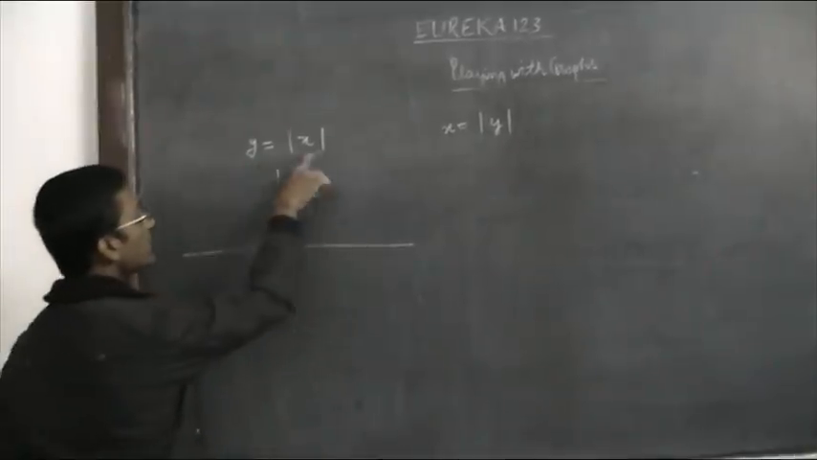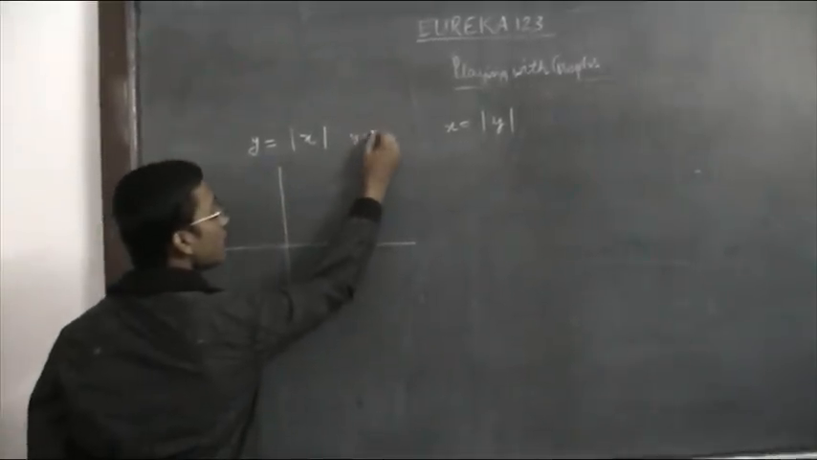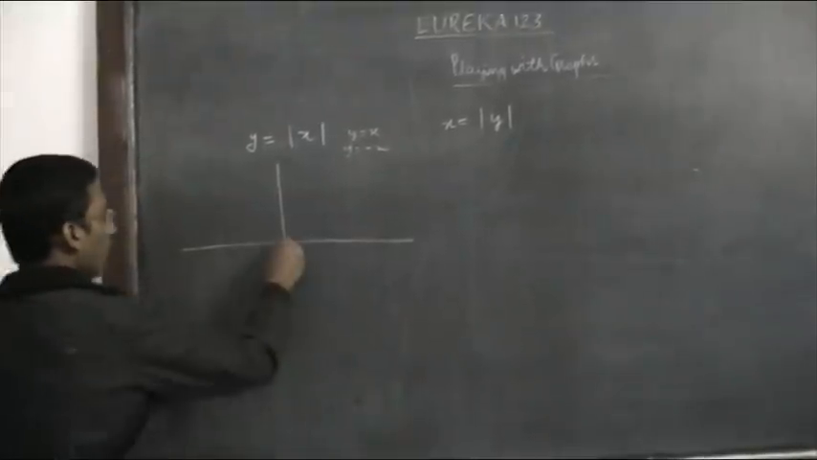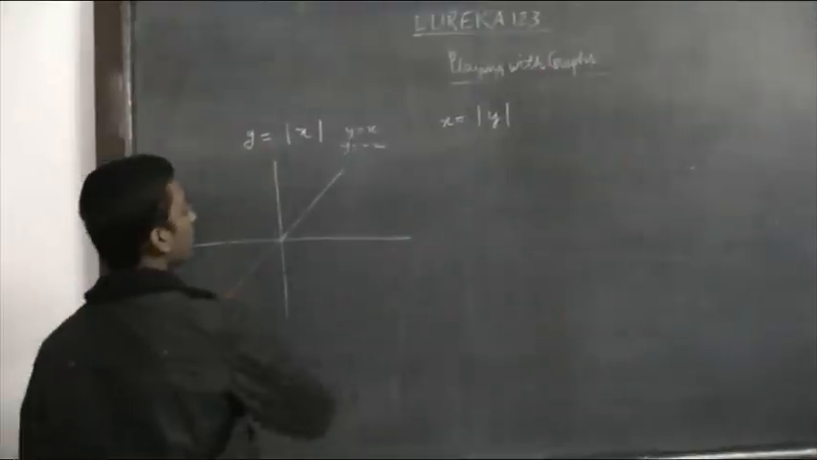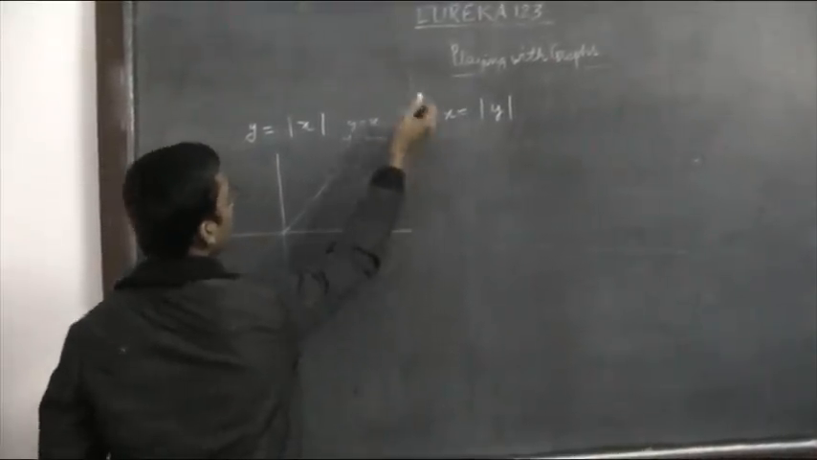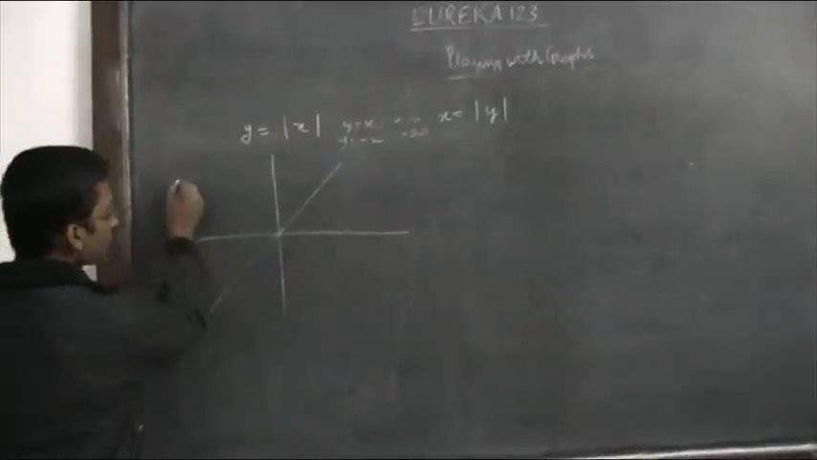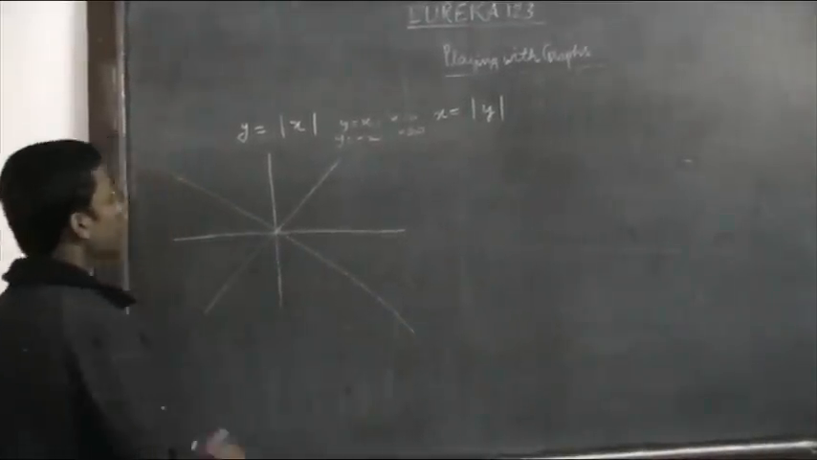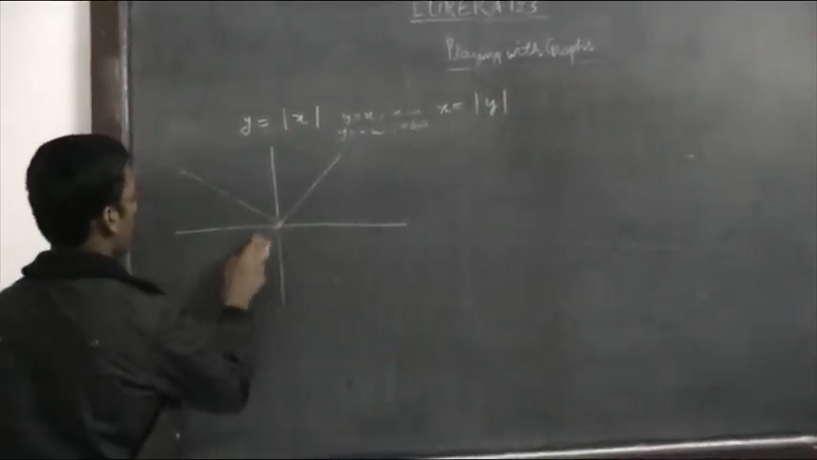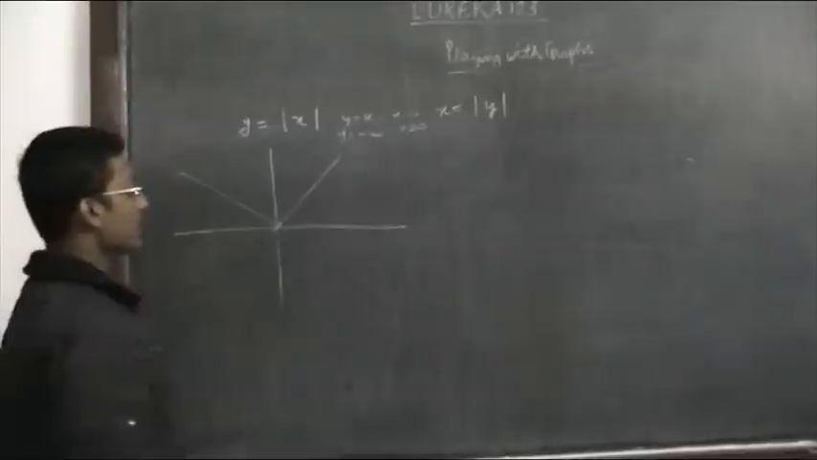So what does this mean? This means either y equals x or y equals minus x. So y equals x is for x greater than 0, and y equals minus x is for x less than 0. We say that no portion of the graph should be here. So we got y equals mod x like this.